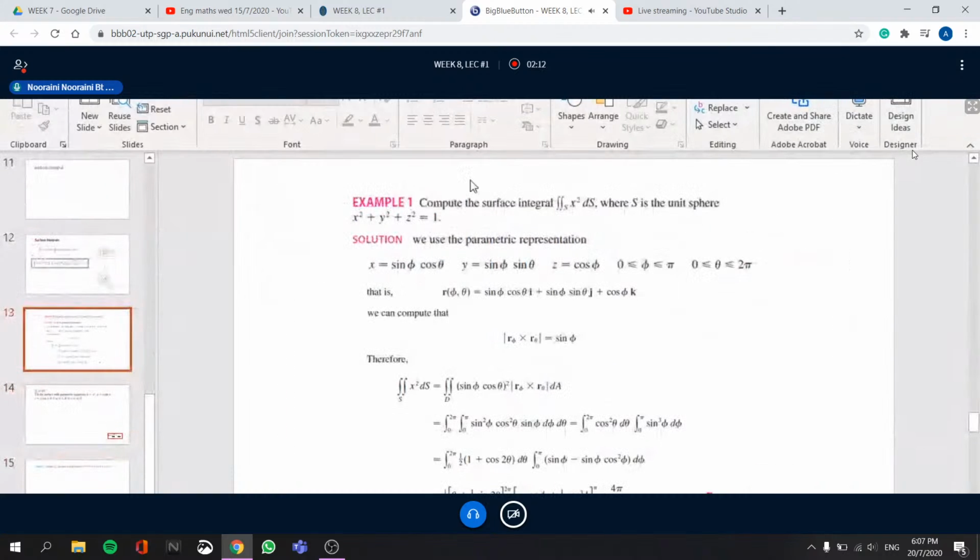Assalamualaikum and very good evening. So this is where we stopped last week, on the line integrals and also surface integrals.